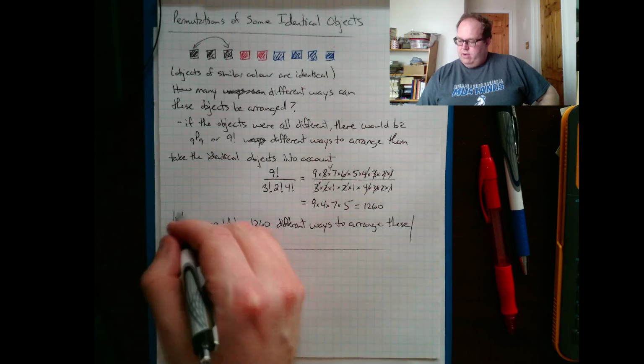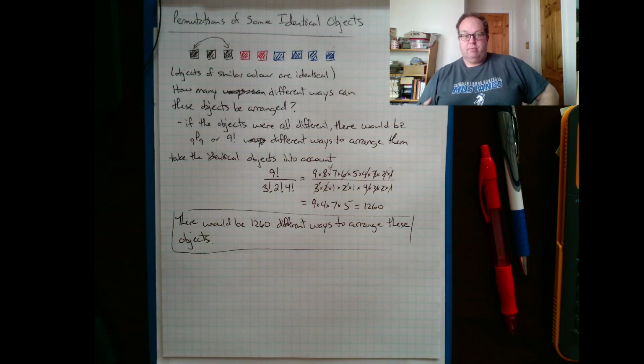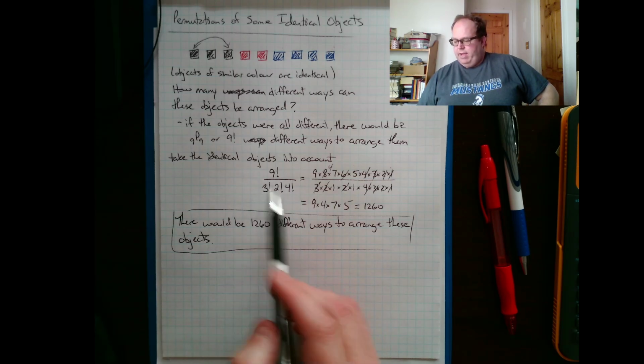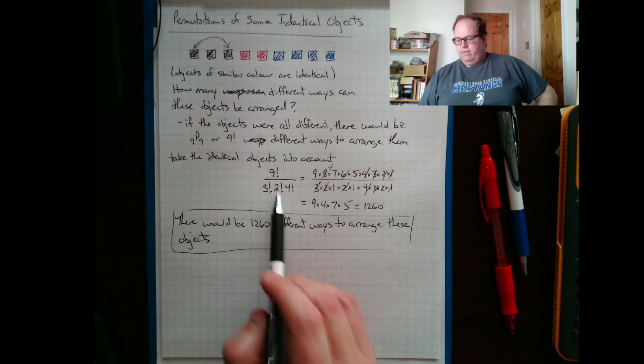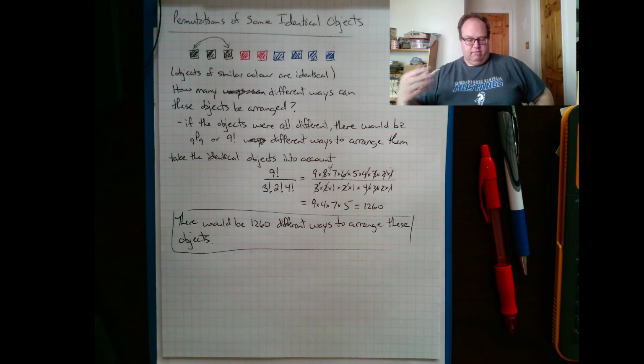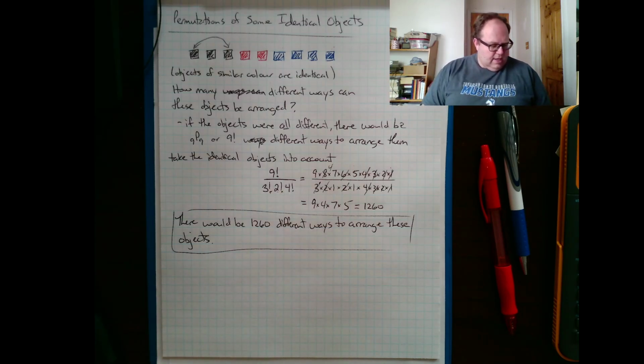So this is how you deal with permutations when you've got some objects in your group that are identical. You simply divide by the number of ways to arrange the identical objects. And if you've got more than one group of identical objects, you end up with more than one division to account for that. I'll work through a couple of book examples with this.